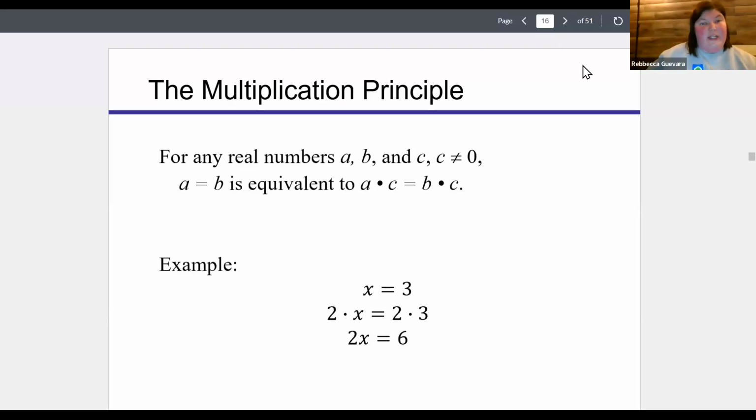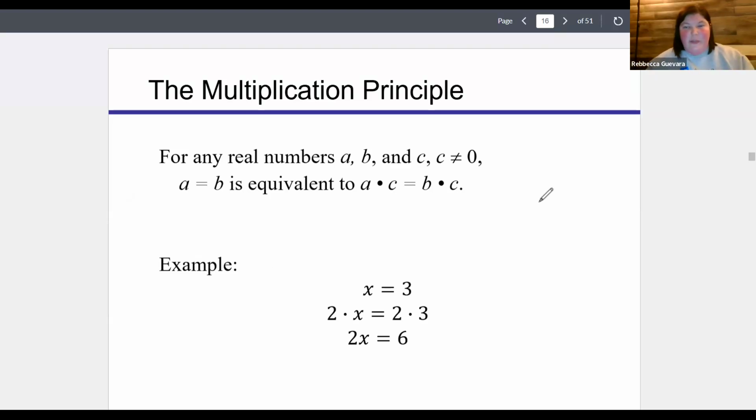All right, so multiplication principle. This is very similar to the addition principle. If I have A equals B, this is going to be equivalent to A times C equals B times C. So we can see that addition and subtraction are opposites, operators that go together. With multiplication, we also have division that will go with us.